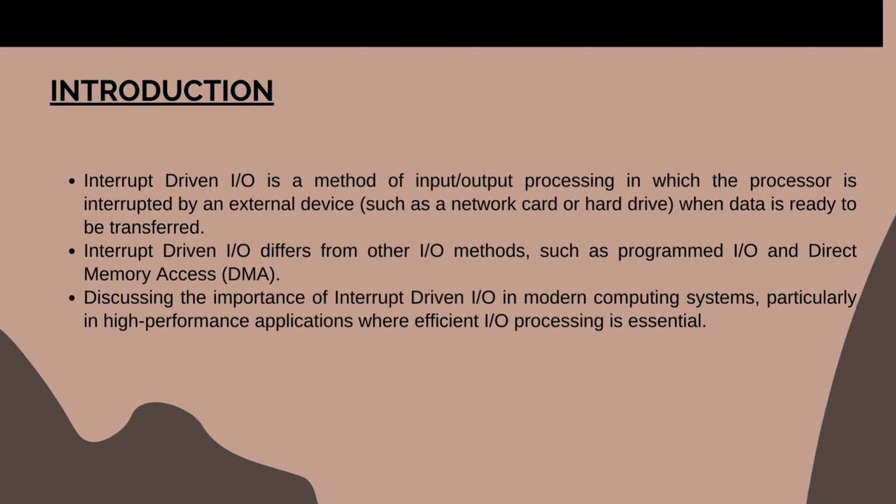Basically, interrupt driven IO is a method of input or output processing in which the processor is interrupted by an external device such as a network card or hard drive when data is ready to be transferred. Interrupt driven IO differs from other IO methods such as programmed IO and direct memory access. Discussing the importance of interrupt driven IO in modern computing systems, particularly in high performance applications where efficient IO processing is essential.